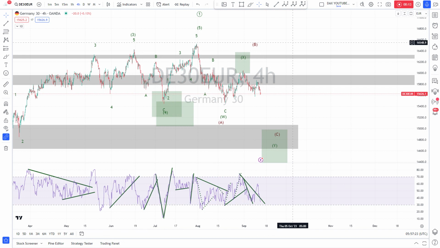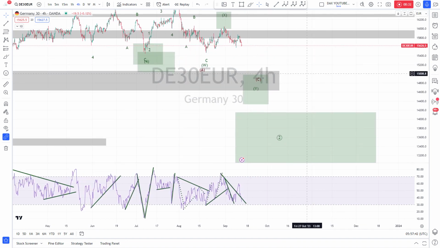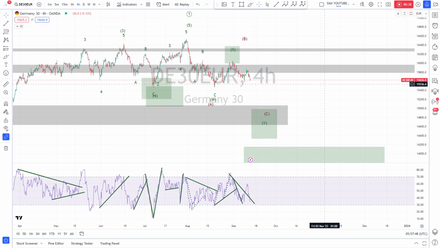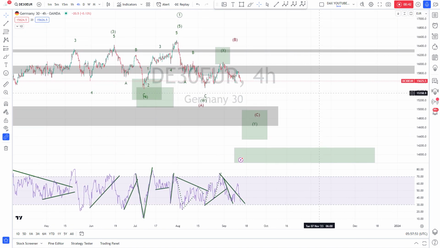So here we are looking at the 4-hour chart, and my take on the DAX is that we finished a wave 1 here in the higher degree, and that we are currently working on wave 2 to the downside. There are some variations on this scenario, depending on how deep we go or how shallow this retracement is. This could also be a wave 4 instead of a wave 2.